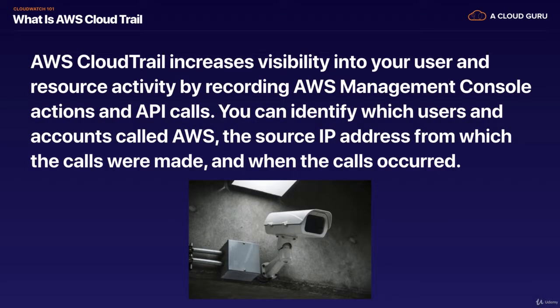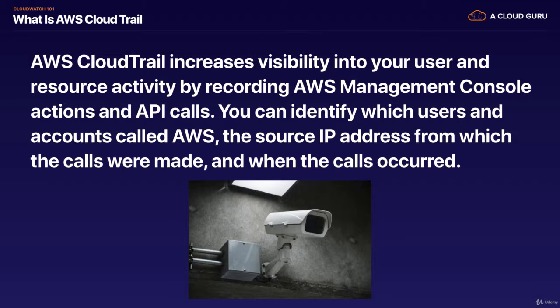So what Amazon like to do is they like to try and confuse you with CloudTrail. And they always have these questions where you'll be given a particular scenario, and then you'll be asked whether you should be using CloudWatch or CloudTrail. And so CloudTrail basically is a CCTV for your AWS environment. It increases the visibility into your users and resource activity by recording AWS Management Console actions and API calls. So every time you go in and create a S3 bucket or an EC2 instance, you're basically making an API call to AWS. And this is all recorded using CloudTrail.